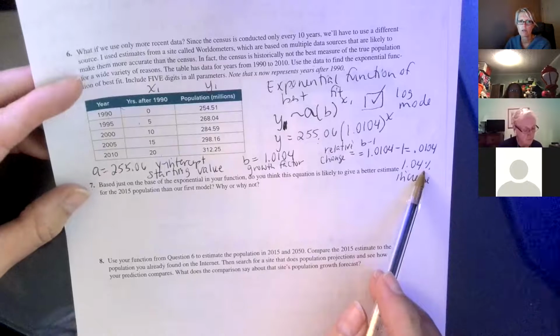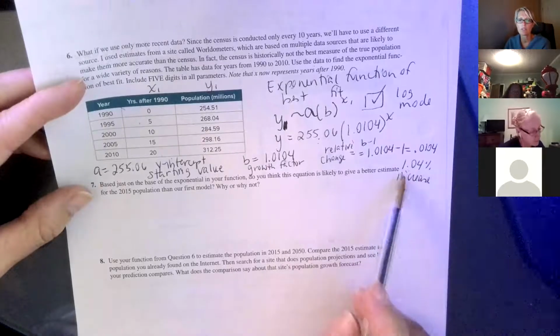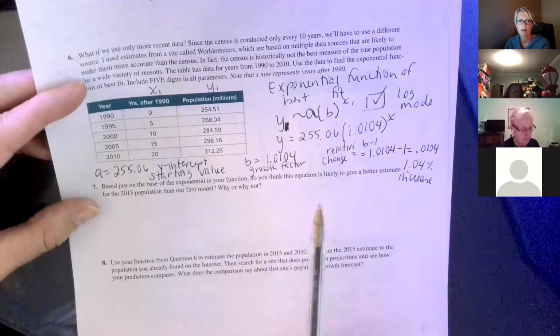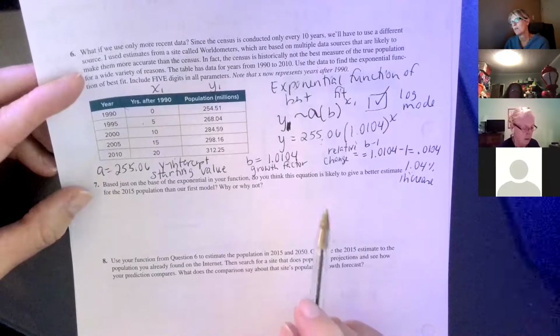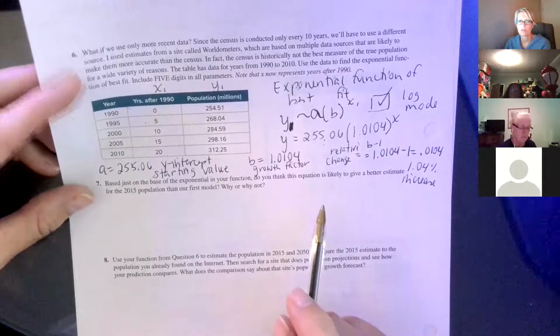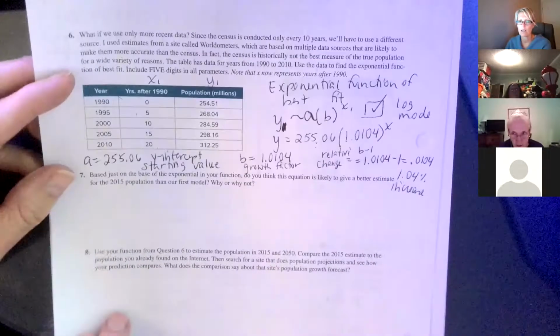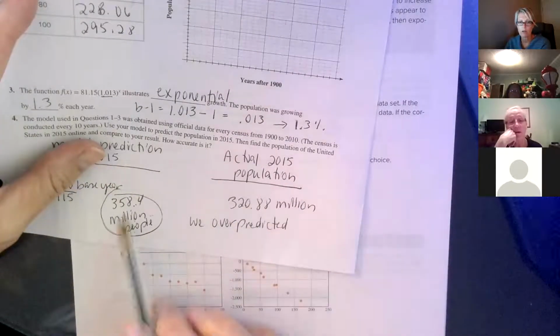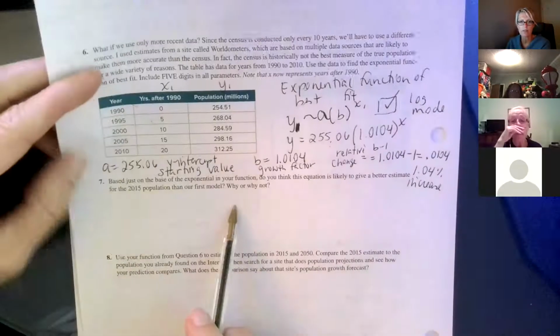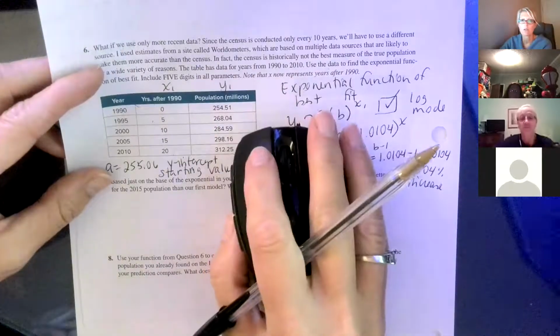So do we think this new one would give us a better estimate of 2015? Meaning, closer, more accurate, you mean? Yeah, because we said the actual amount was 320 million, and that was the way we over predicted. Right, so let's try to find 2015 and see what the prediction would be in the new one.